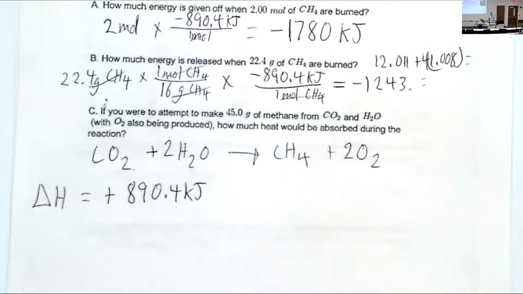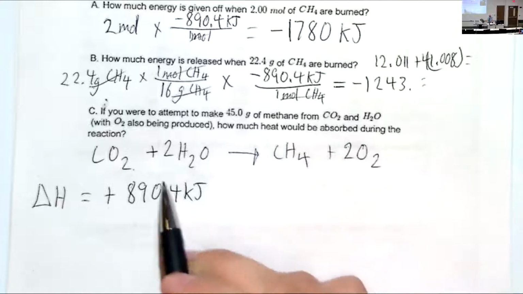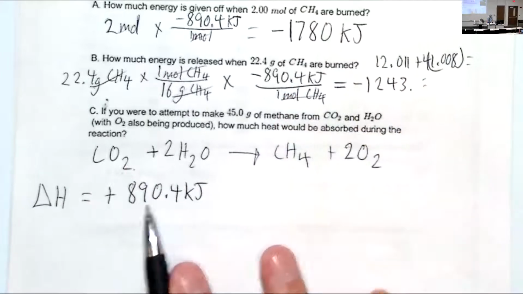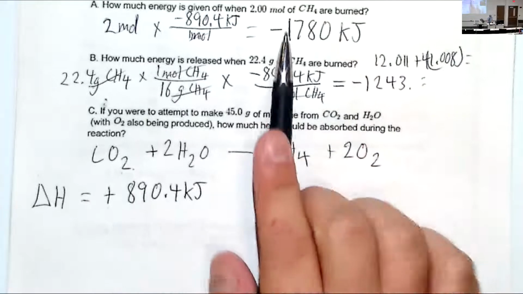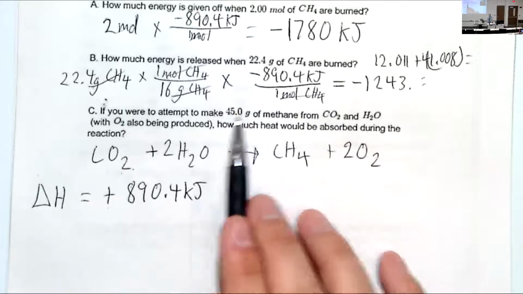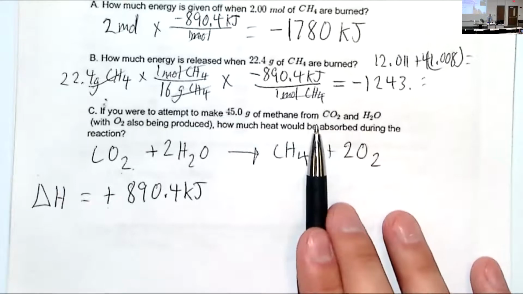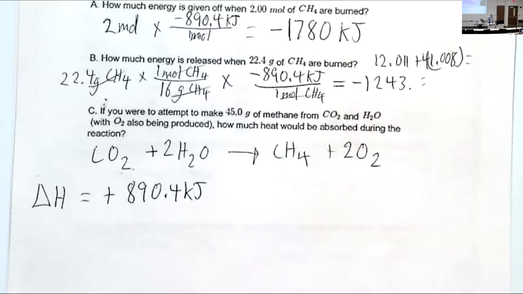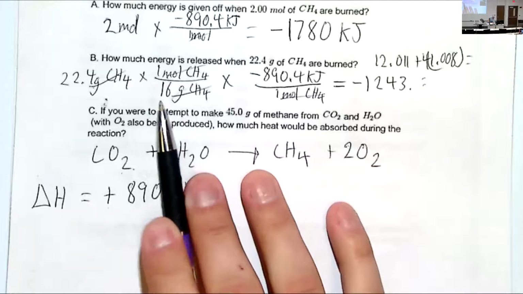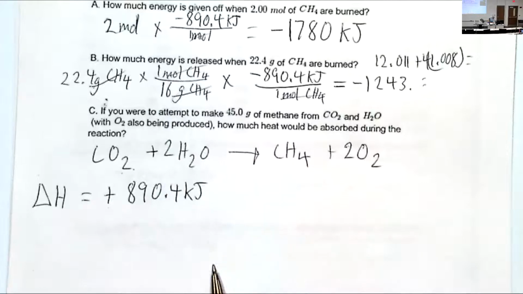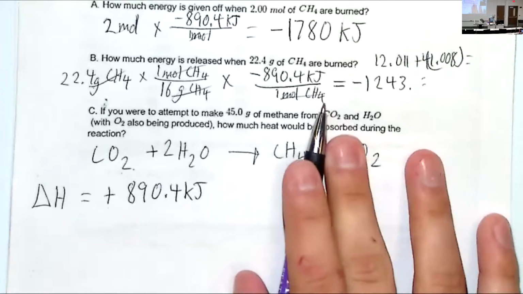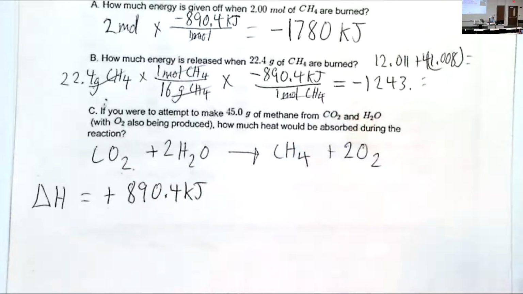Cool. So now we have our reaction. We have the amount of heat being absorbed. We need to find out because we have our 45 grams to make our methane. So we need to go from grams again to moles, just like B. And then we need to go from moles to how much heat is being absorbed in this case, because the other one was being burnt off and released.